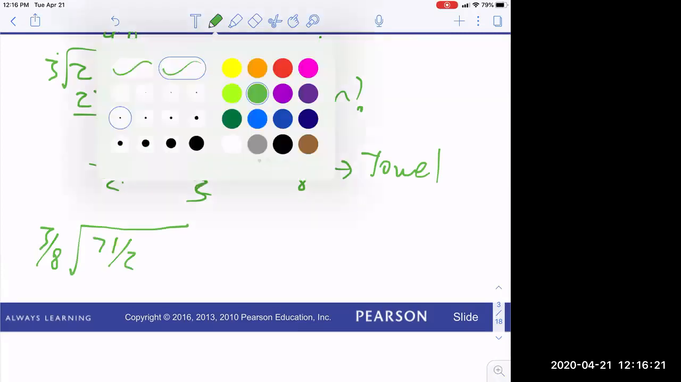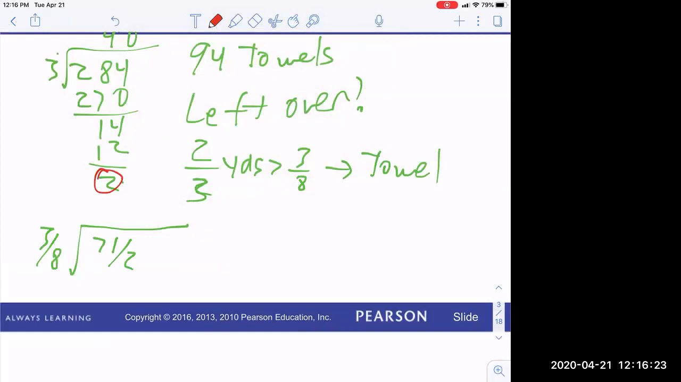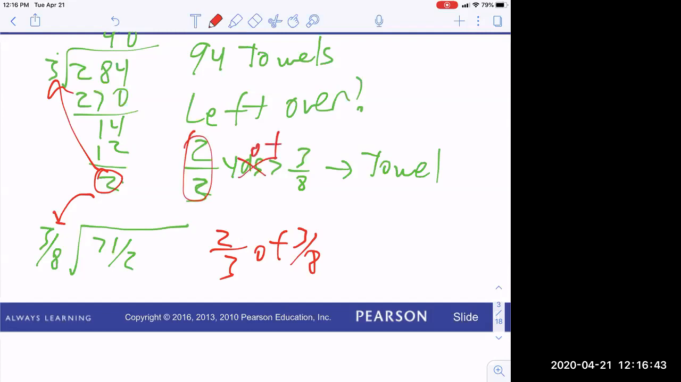So when I got down to this remainder of 2, it's 2 of these. So we have 2/3 of the 3/8 left. So our remainder is definitely 2/3, but it's 2/3 of the 3/8, which is 2/8, or 1/4 yard of material. You just have to be careful that you go back to the original divisor and dividend to make sense of your remainder.